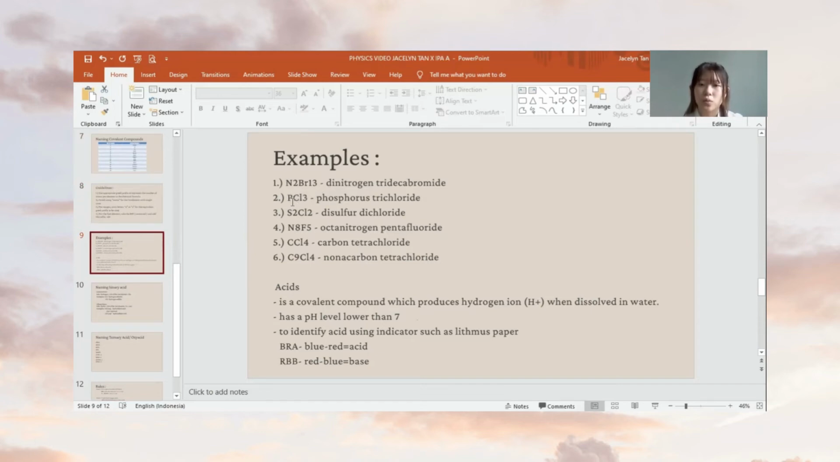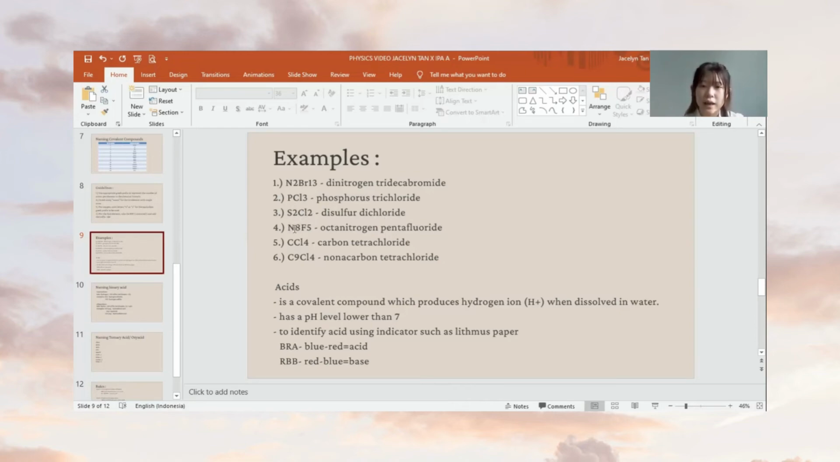P, it is just 1, so phosphorus. Cl3, 3 we use tri, and root word of Cl is chlor plus IDE, so chloride. So phosphorus trichloride. So next, S2Cl2. 2 we use di, so disulfur dichloride. The root word of Cl plus IDE.